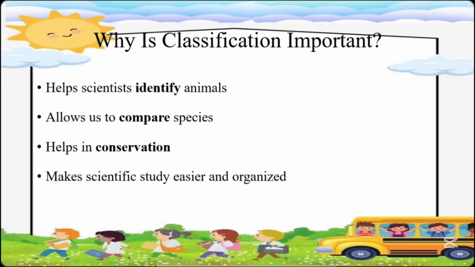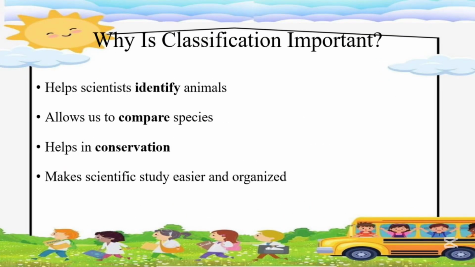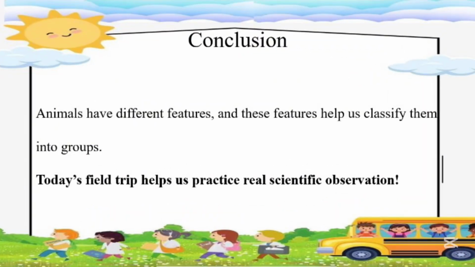Coming down to the end of the lesson, I highlighted why classification is important. It helps scientists identify animals correctly, compare different species, and organize information. It also helps with conservation efforts and allows us to better understand the diversity of life around us. To close off the lesson, I asked questions such as, why is bird not a reptile? Just to make sure they grasp the concept.